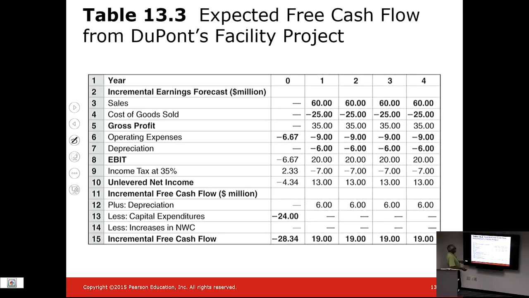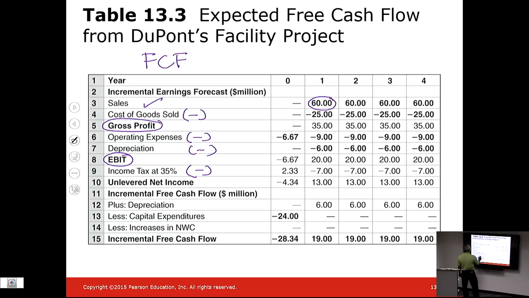Okay, just a quick recap on how this FCF is calculated. This is very similar to what we did before, but I want to recap this over here. So we start with sales, subtract cost of goods sold, subtract this, that gives us gross profit. Subtract operating expenses and depreciation, that gives us EBIT. Then we pay our taxes on it, we subtract the taxes that we pay, that gives us what we call unlevered net income.